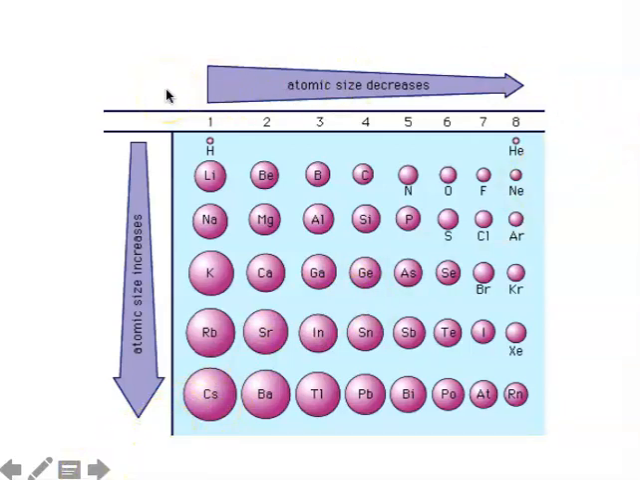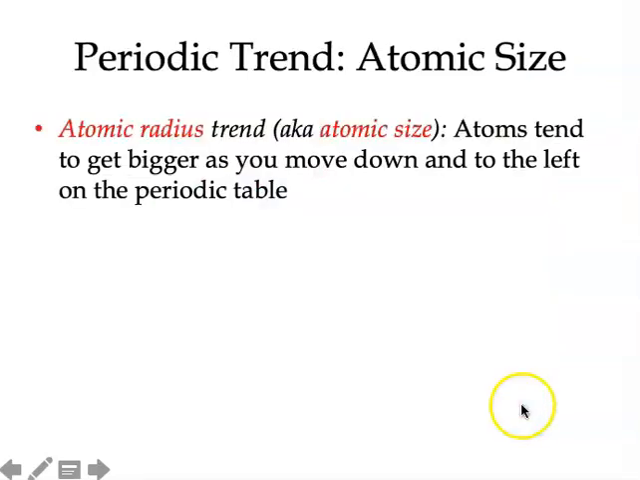Another couple of trends that you should probably know about: as you go left to right across the period, you'll notice that size gets smaller and smaller. Again, once we start to talk about electronic structure, this stuff will make a lot more sense. Also, going down a group, no matter where you are, tends to increase atomic size. So here's a summary of that: atomic size or atomic radius tends to get bigger as you move down and to the left on the periodic table.